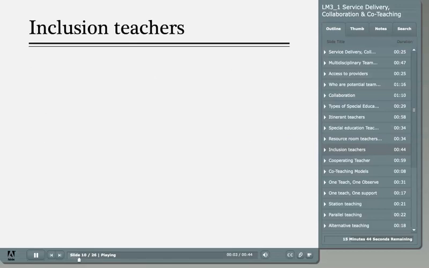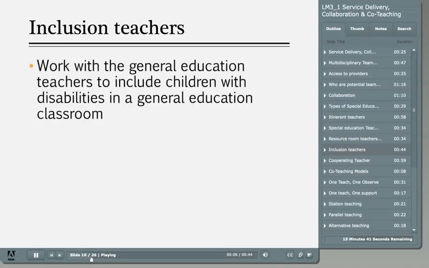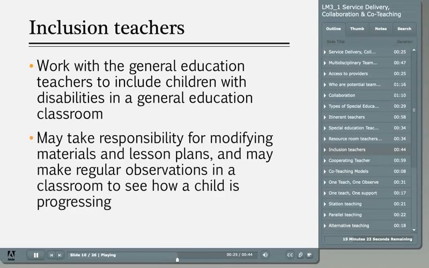Inclusion or consultant teachers are special education teachers who primarily work with the general education teachers to include children with disabilities into the general education classroom environment. An inclusion teacher with a large caseload may consult with many teachers and may take responsibility for modifying materials and lesson plans, and may also make regular observations in a classroom to see how a child is progressing. However, an inclusion teacher in the strictest sense of how this term is used does not teach alongside the general education teacher, but rather provides consultative services to support students with disabilities.